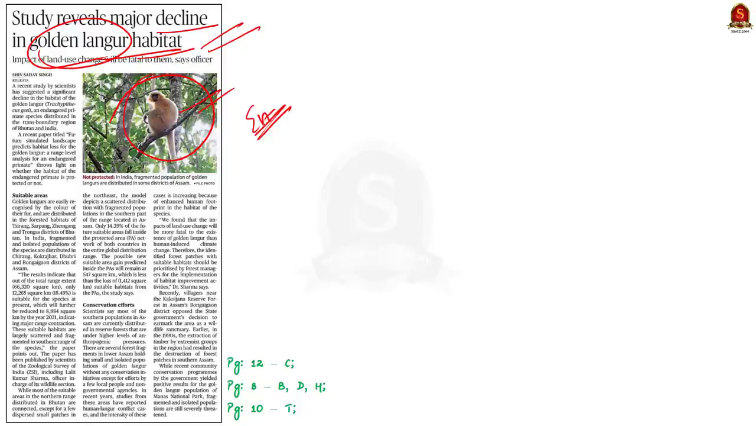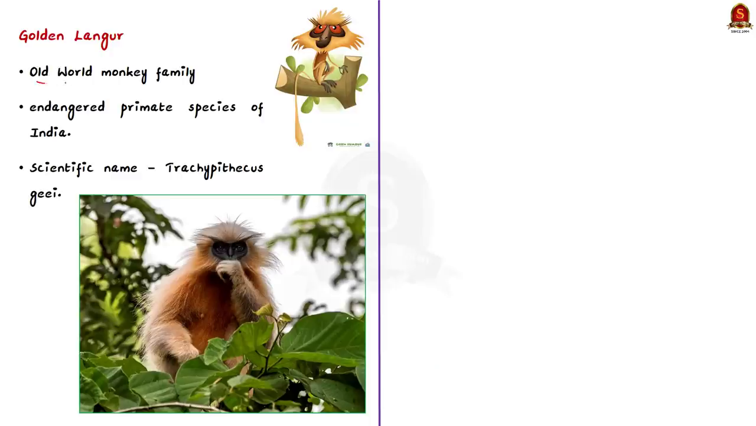In this context, let us see about this golden langur from prelims point of view. See, you would have seen in my previous discussions also that we always discuss about some kind of species. This is because in prelims point of view, you must be aware of whatever species or animals that are frequently in use. Okay? So now let's begin our discussion. See, the golden langur belongs to the old world monkey family and is one of the most endangered primate species of India. It was considered sacred by many Himalayan people. And the scientific name of the species is Trachypithecus gee.